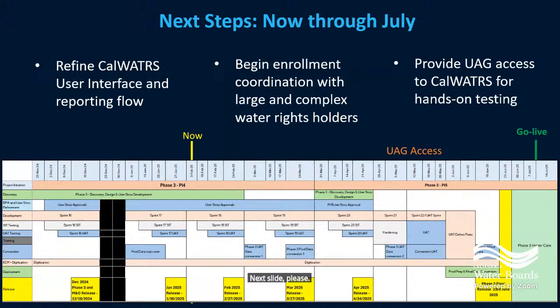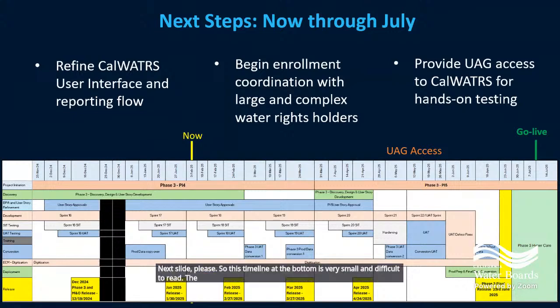So this timeline at the bottom is very small and difficult to read. The intent was not to show the granular nature of this timeline. It's a development timeline for those that are curious what sprints are and things of that nature. But the important part here is just to show what's happening between now and July of this year.